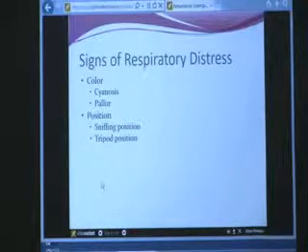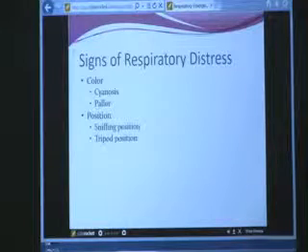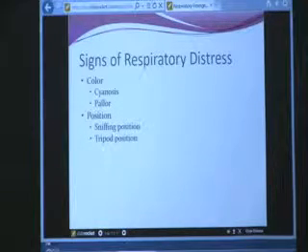The sniffing position is usually kids that have upper airway problems, so they kind of lean forward and tilt their head up. That's usually a kid that has an upper airway obstruction, whether it be croup or a foreign body. And then the tripod position is where they're kind of leaning forward and down to try to auto-peep. And that's usually a lower airway disease.